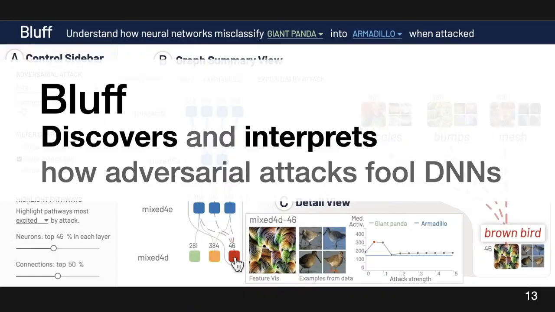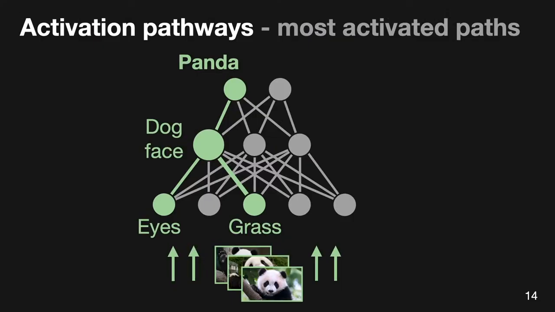We present Bluff, an interactive visualization tool for discovering and interpreting how adversary attacks mislead DNN into making incorrect predictions. Our main idea is to visualize activation pathways within a DNN traversed by the signals of input data. For given input data, an activation pathway consists of neurons that are highly activated and the most influential paths. Activation pathways represent what features are detected and how those features are related to contribute to the final prediction.